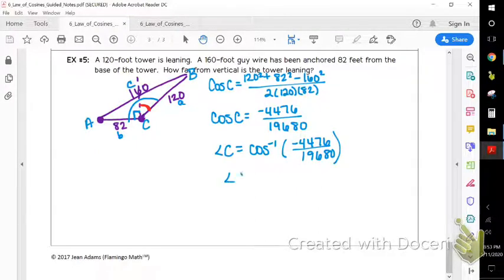And so when I do this, I get angle C is approximately 103.15 degrees. Now remember, that's the big angle, but we're looking for that small angle in red. So that small angle, we said we would have to subtract the 90 degrees, and so we find that it is leaning at 13.15 degrees for our solution.